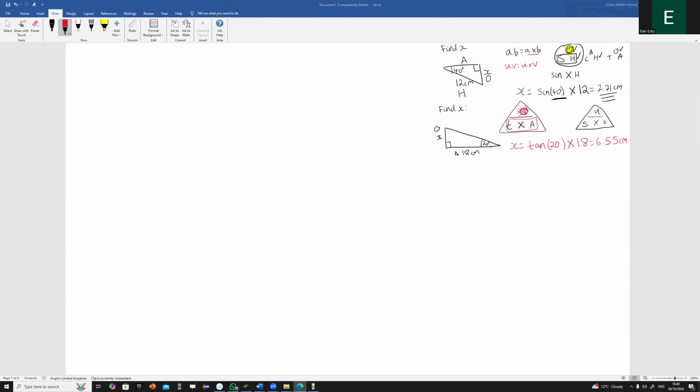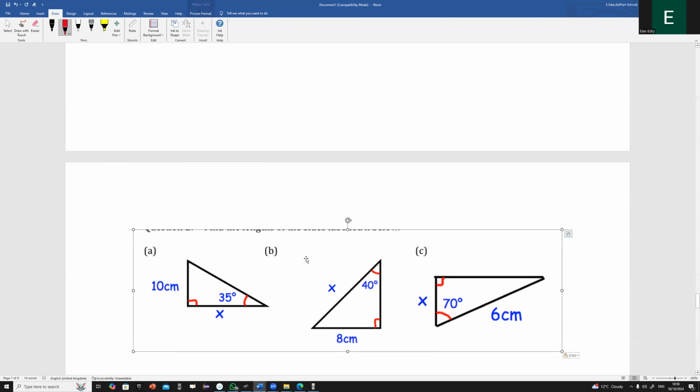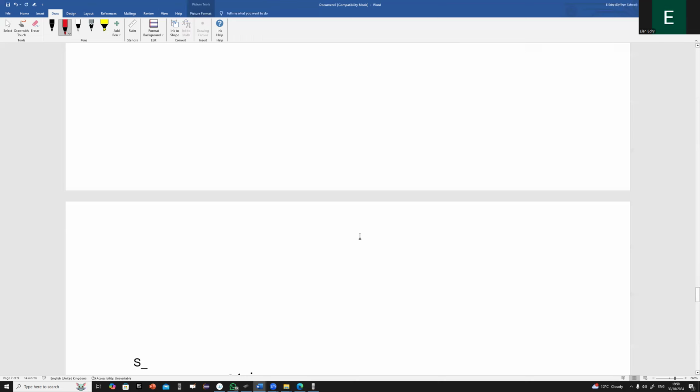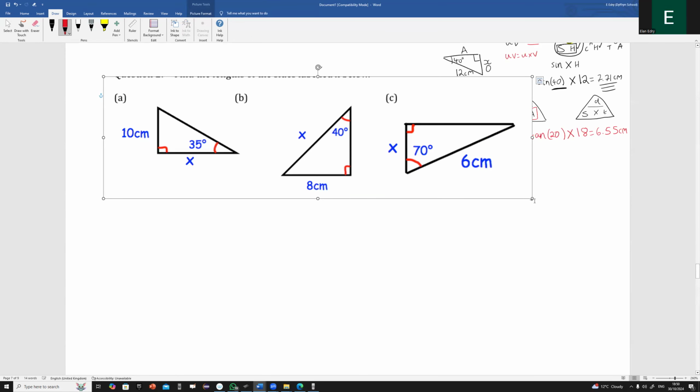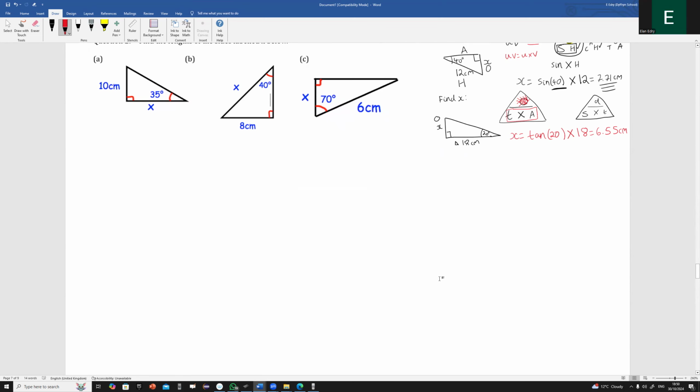Right, let me get the questions. So, sides. These three look good. Okay, so these are from the sheet as well. Have a go at finding the three missing sides.